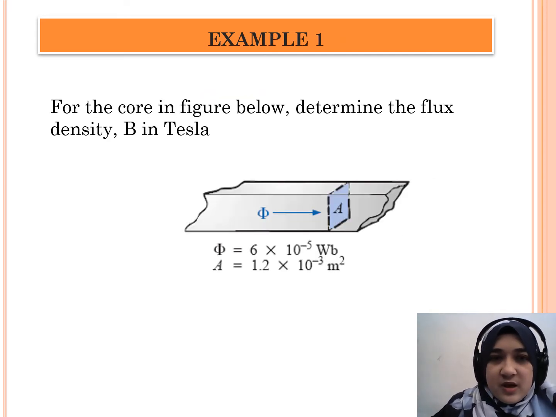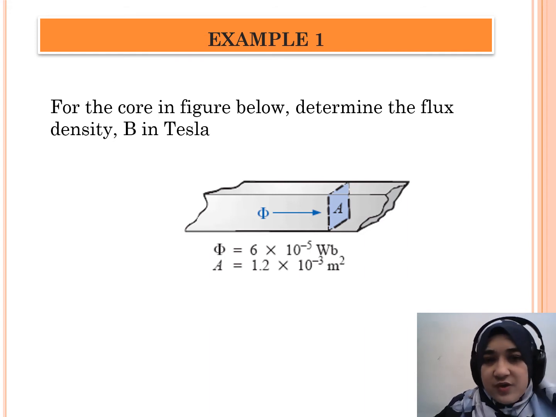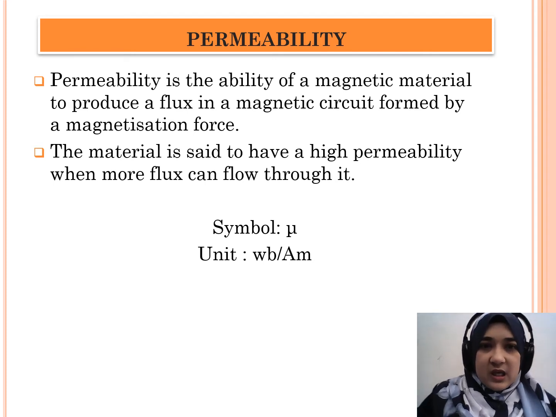So example 1, for the core in the figure below, determine the flux density B in Tesla. So this is B equals phi over A. You can just put it in and get the answer, right? So we can proceed.